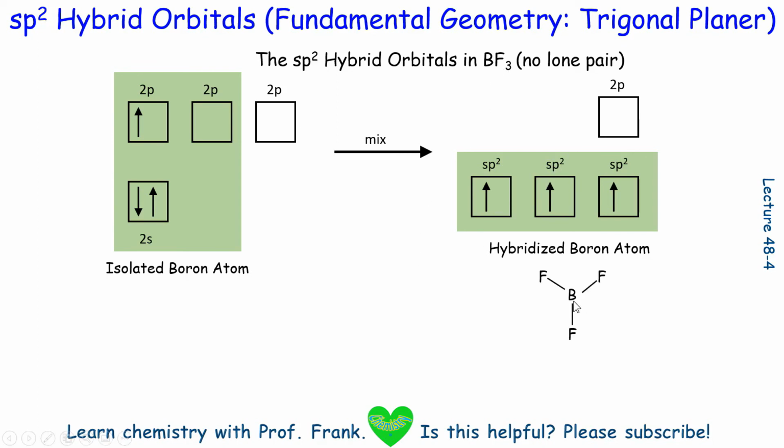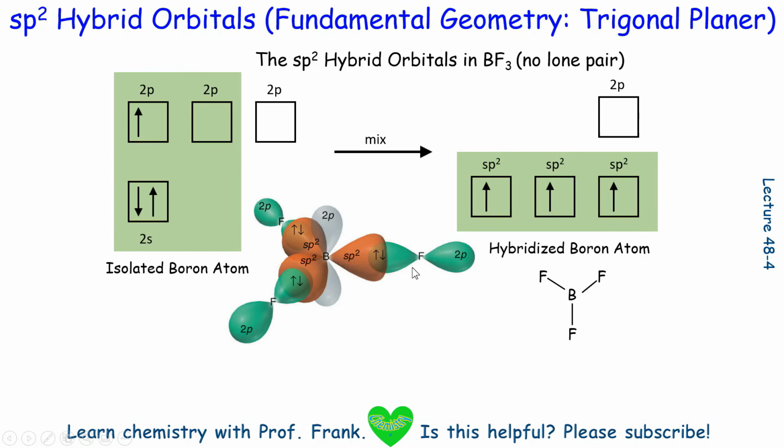Here is the simplified Lewis structure for BF3. And this one shows how those single bonds are formed. For example, each of the B-F bonds is formed by overlapping one of boron's sp2 hybridized orbitals, which is this one, with one of fluorine's 2p orbitals, which is this green one.